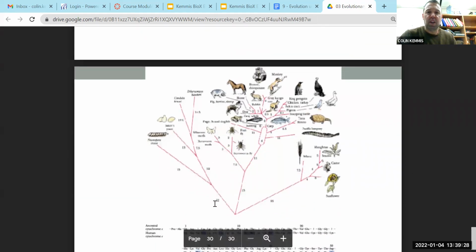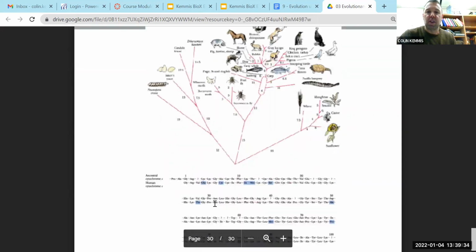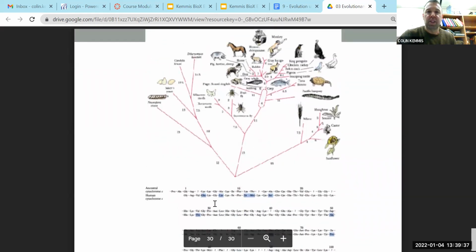Here's another different form where we have more of the branching tree of life. You can see the different branches there. This one's based on genetics.